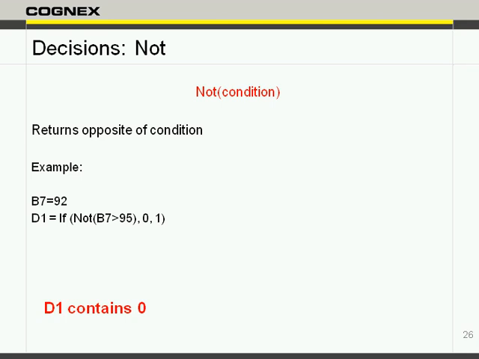So in cell D1, again, let's start with the basic, the middle formula here. B7 equals 92. It says that 92 is greater than 95. Well, that's not true. But since it's a not statement, that means it is true. So again, B7, 92 is greater than 95. That's false. So the result of the not statement is true.